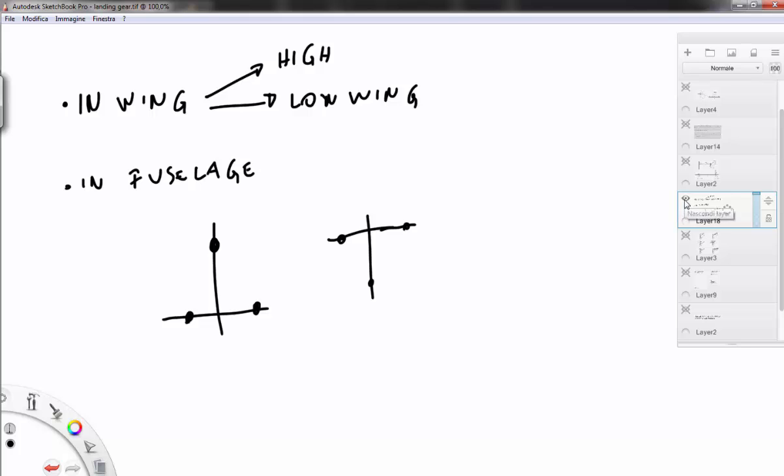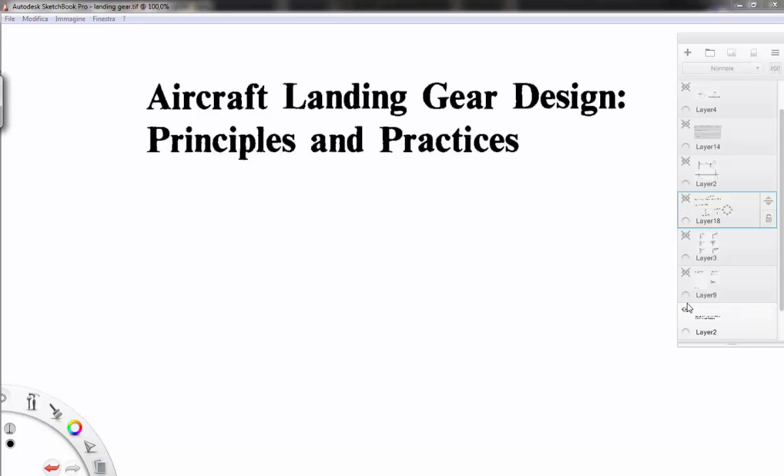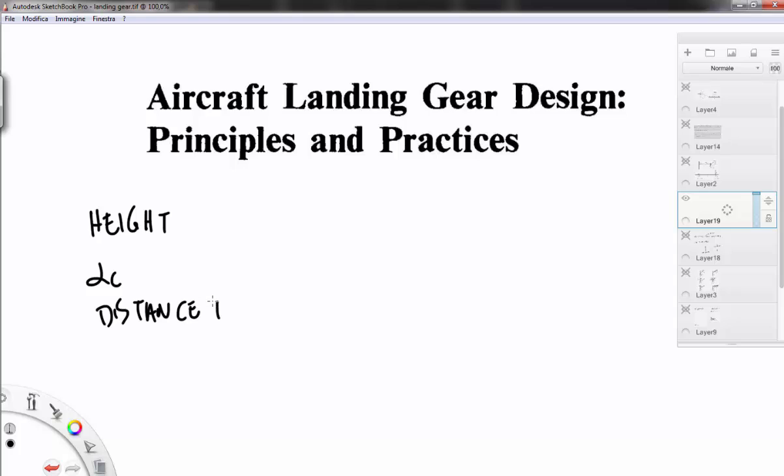Okay, so first step, we have the height, the angle of clearance, and the distance from the end.